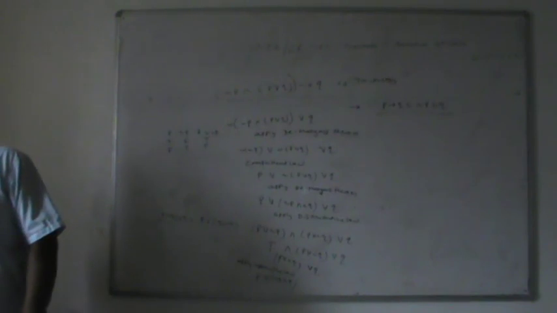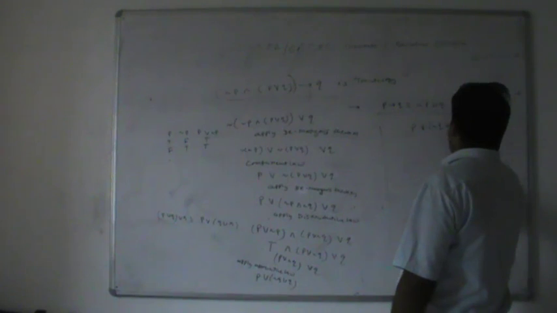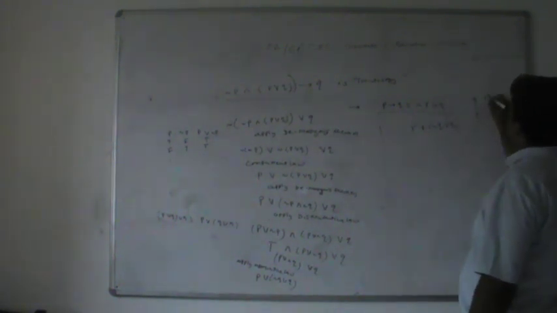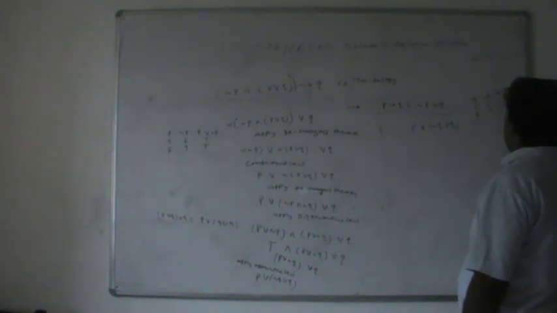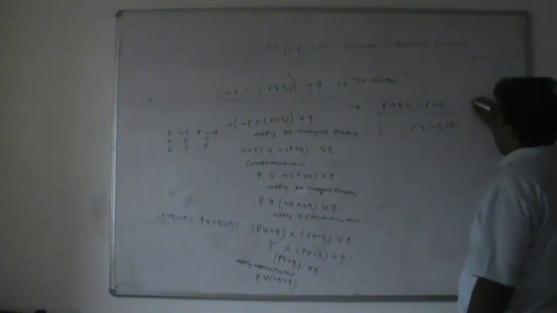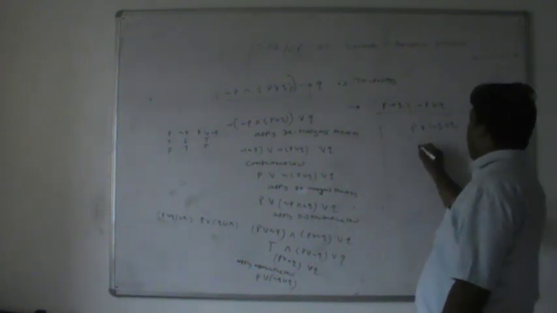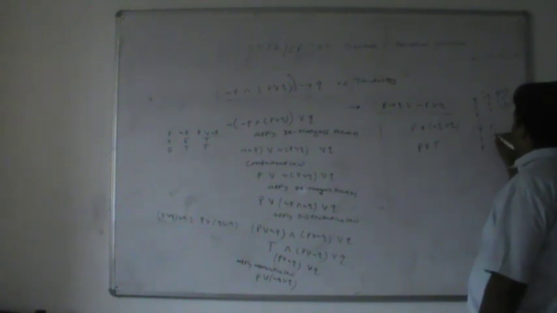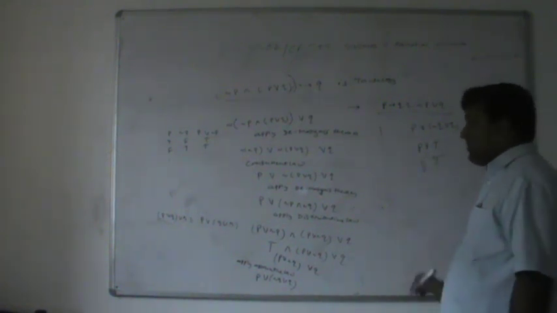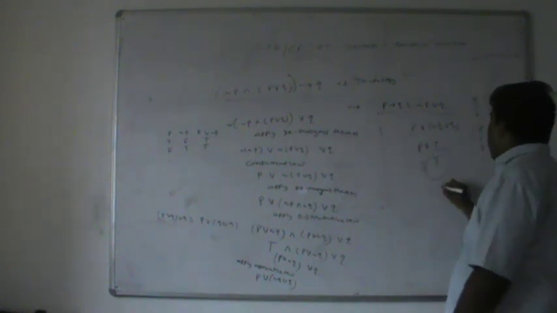So the value we generate is P or negation Q or Q. Negation Q or Q we can solve here. Q is either true or false, and negation Q is false or true. So negation Q or Q gives true and true, which is nothing but true, in both cases. So P or true: P is true or false, along with true, so P or true is true in both cases, which is equivalent to true. So when the final result is true, it is called a tautology.